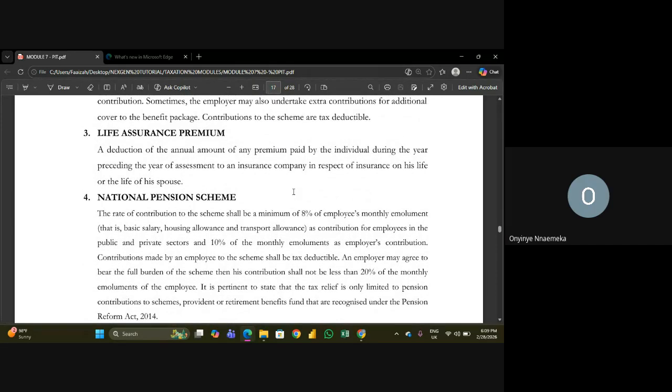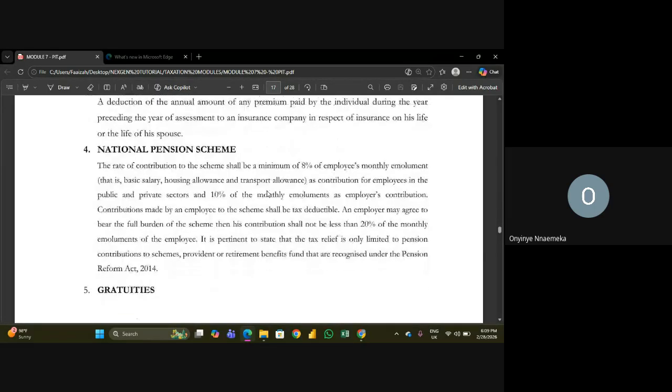Life assurance premium. So if you have any premium that you are paying for life assurance, it's also tax exempt. Pension, same thing. The rate of pension is a minimum of 8% of the employee's monthly emolument. That is 8% of your basic salary plus housing plus transport allowance as contribution in both public and private sector. But 10% is what? The employer's contribution. It's only the employee contribution that you are concerned about. The contribution made by the employee is tax deductible.